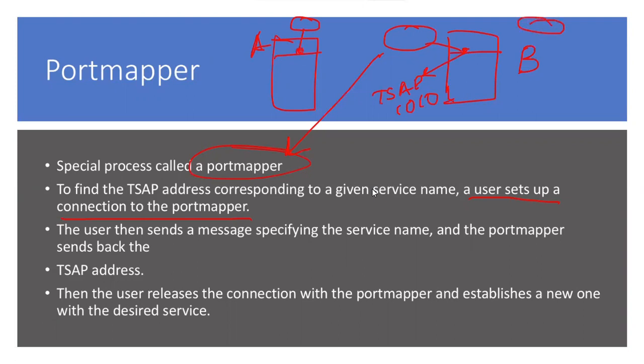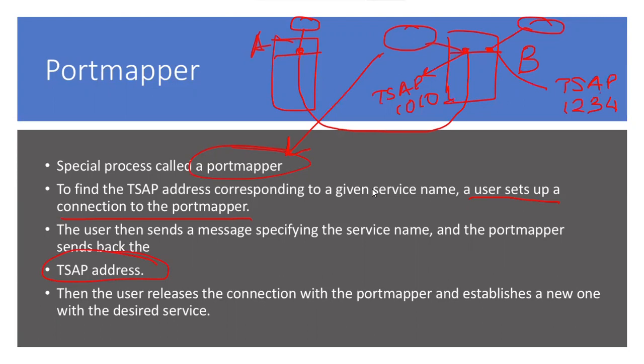When an application in the application layer of A wants to communicate with some process in B, say this process B, which is working at some other TSAP that A does not know, let's say it is working at TSAP 1234, it will first establish a connection with the port mapper, because it knows the TSAP of the port mapper. The port mapper will then send the TSAP of the process with which A wants to connect.